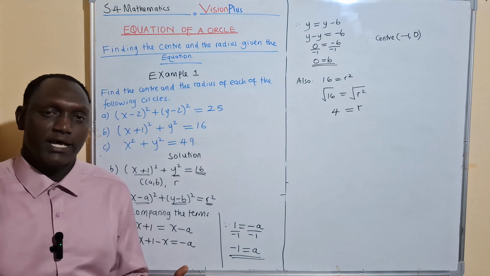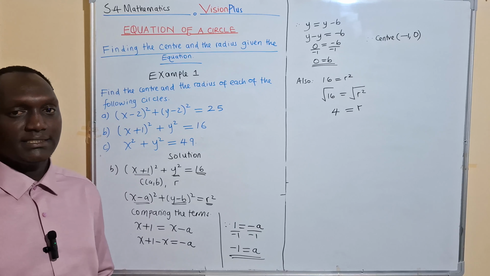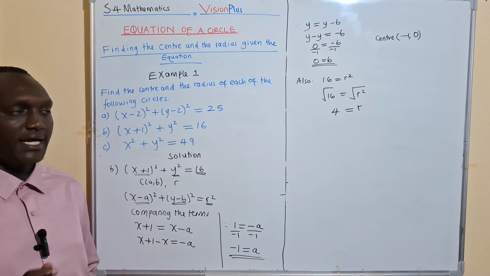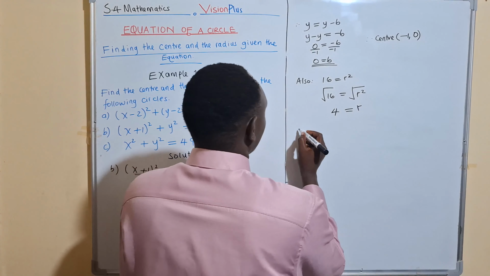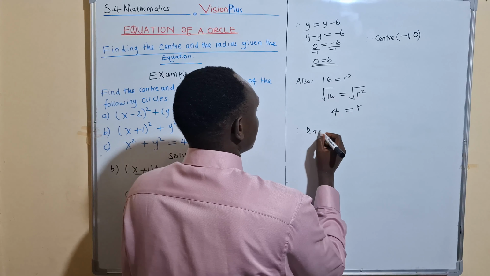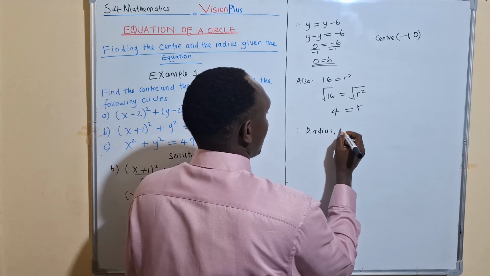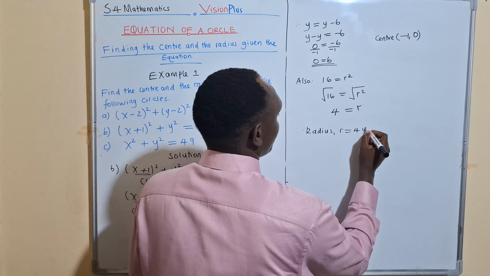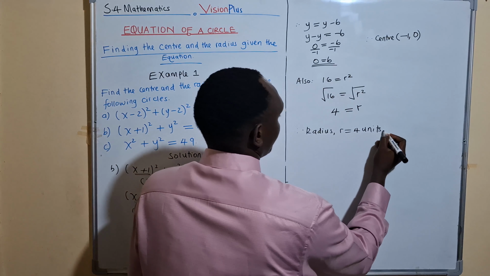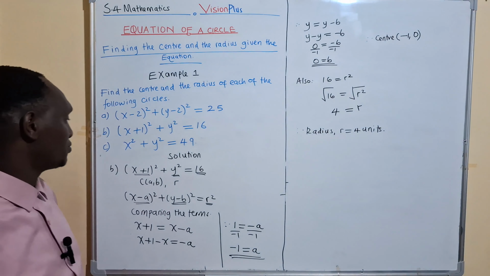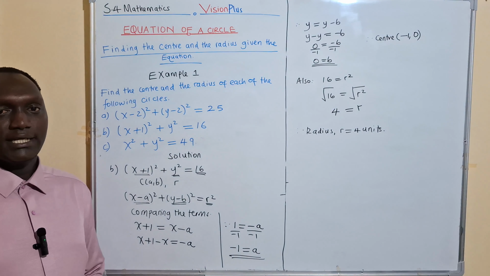It is plus or minus 4. But r is a distance, it is a radius, it cannot be negative. So therefore the radius r is 4 units. So that is the solution to part B. Let us go to part C.